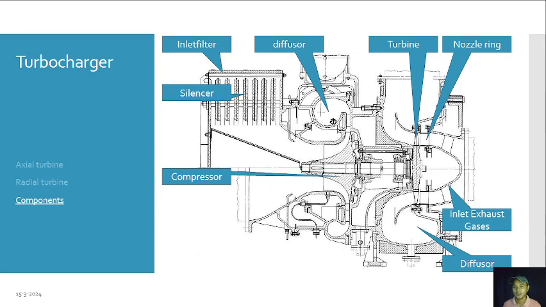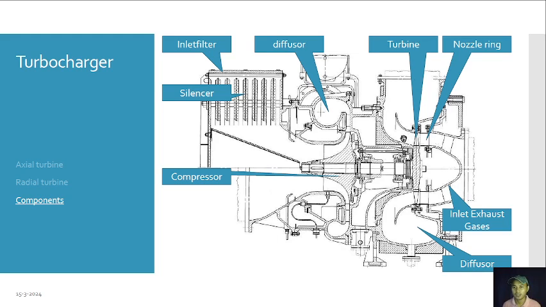Okay, then after that, it will go to a charger cooler and to the engine, and then it goes outside as an exhaust. So after, the exhaust will go here in our inlet exhaust gas casing, and then going to a nozzle ring. So the nozzle ring converts pressure energy into kinetic energy, because this kinetic energy will be the one that will push this turbine to rotate.